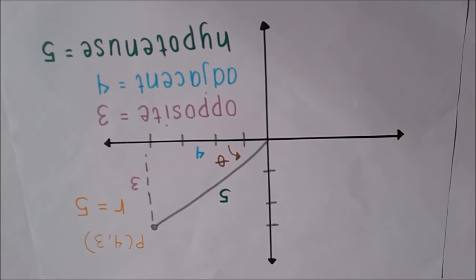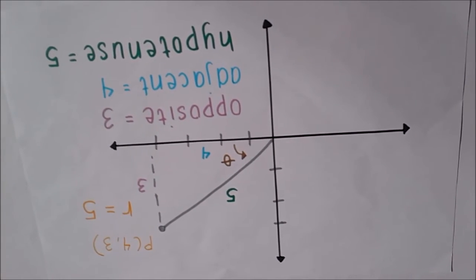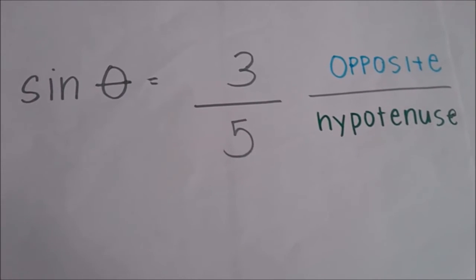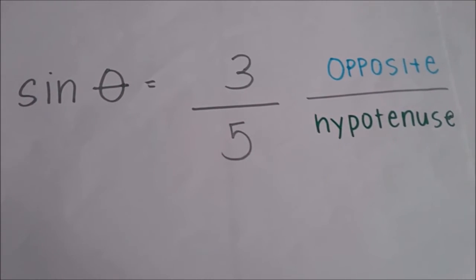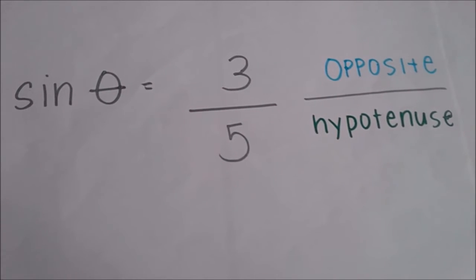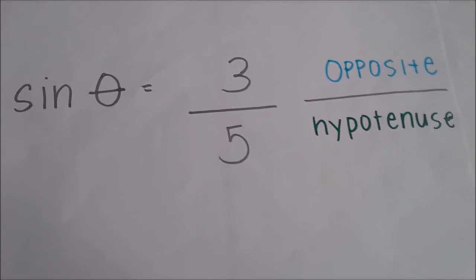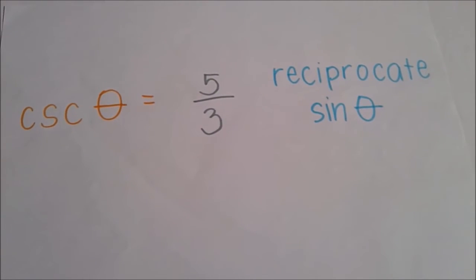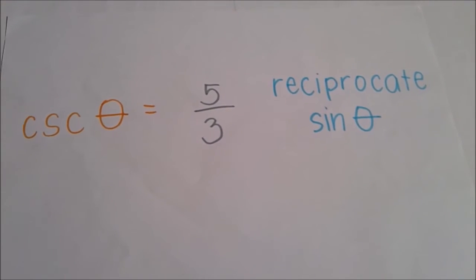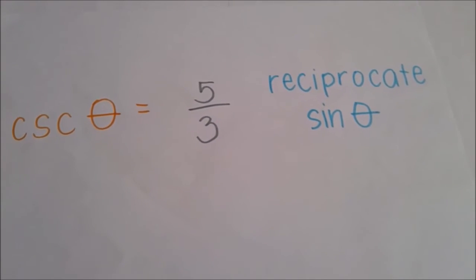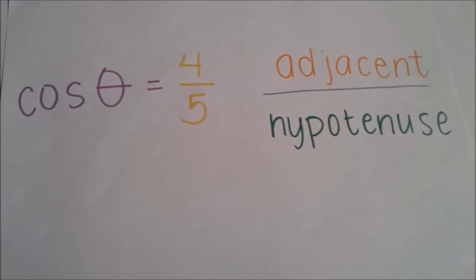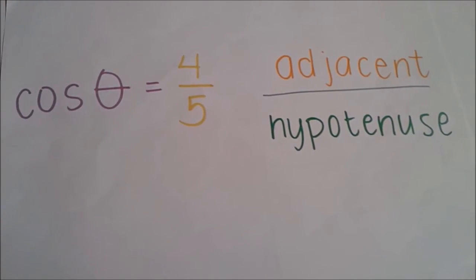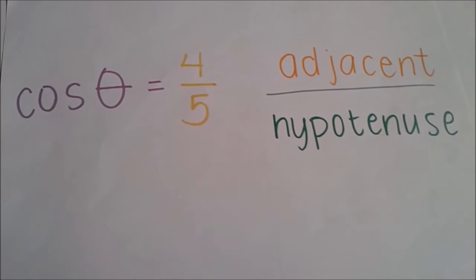The measurement of the sides depend on the point located. Get the measurement of the functions. First is sine theta. Opposite side is equal to 3 divided by the hypotenuse side, which is equal to 5. Next is the cosecant theta. You will just reciprocate the sine theta to get this. After that is the cosine theta. You will get the adjacent side divided by hypotenuse side.